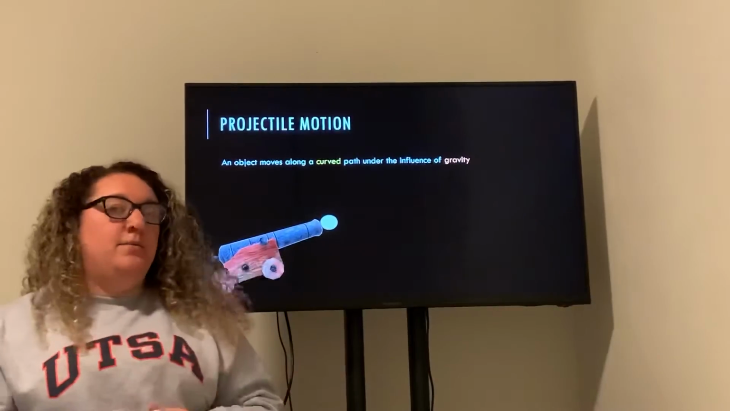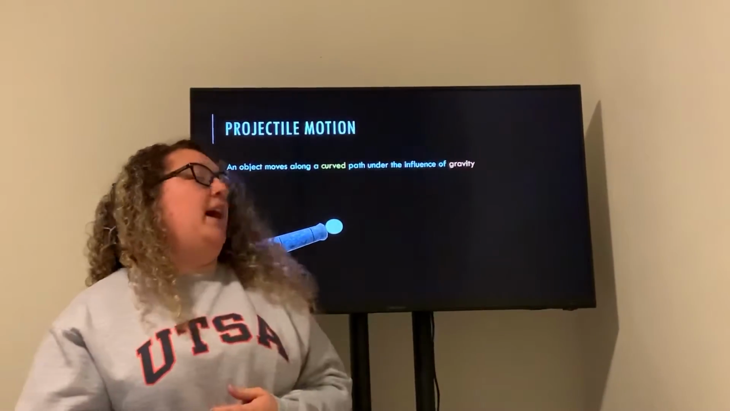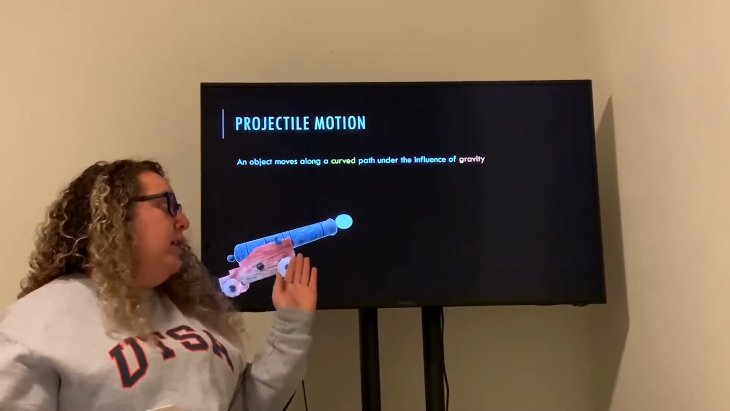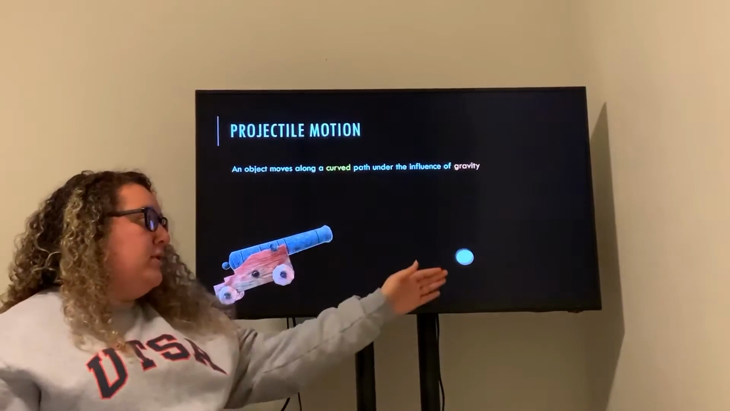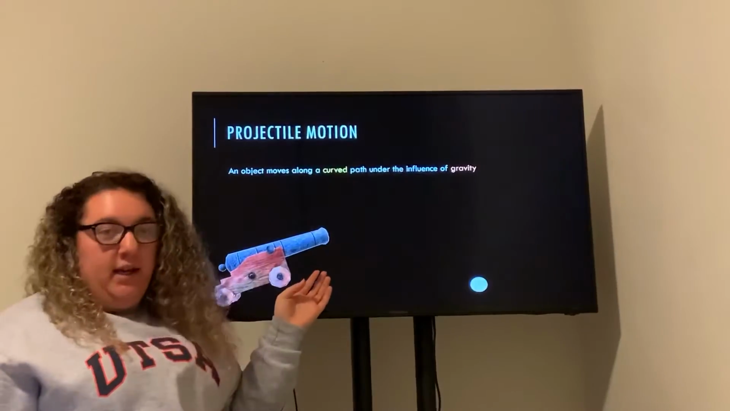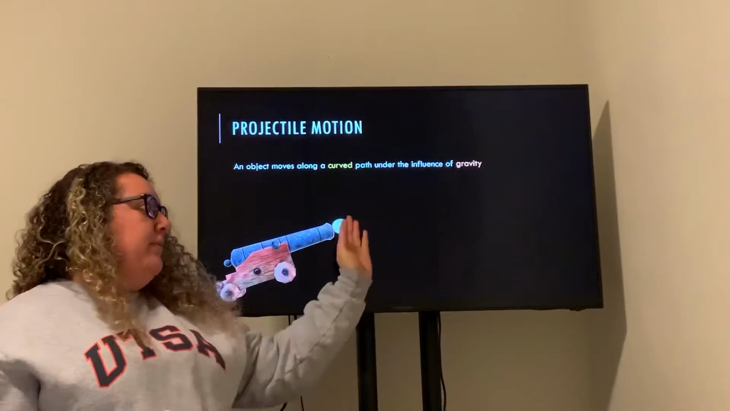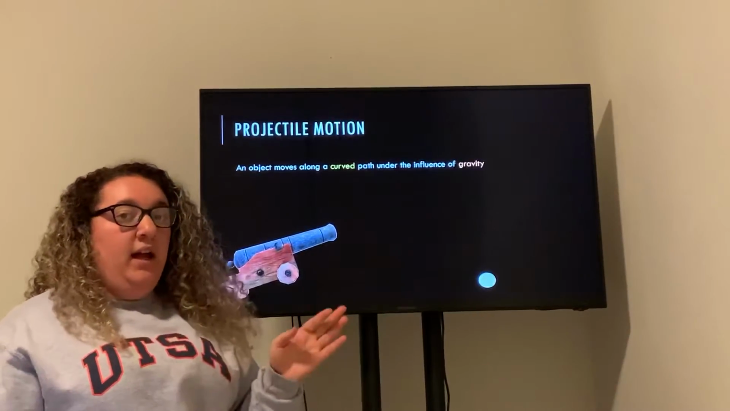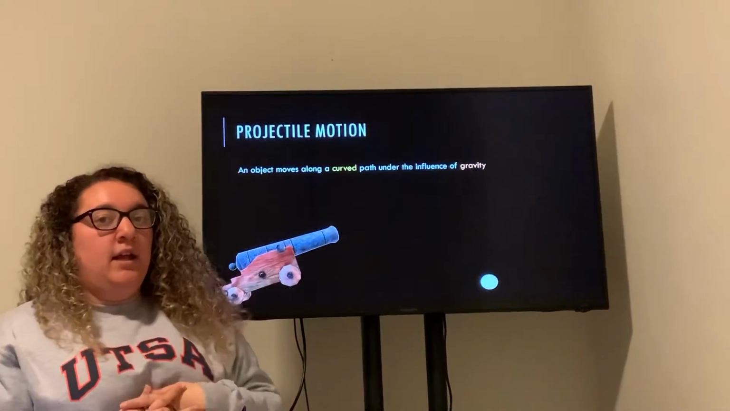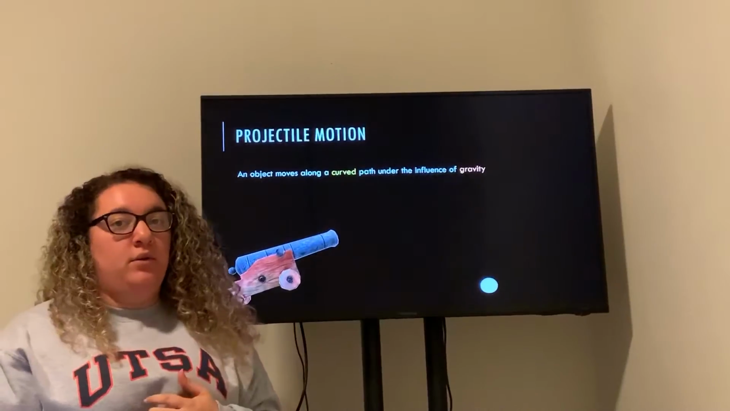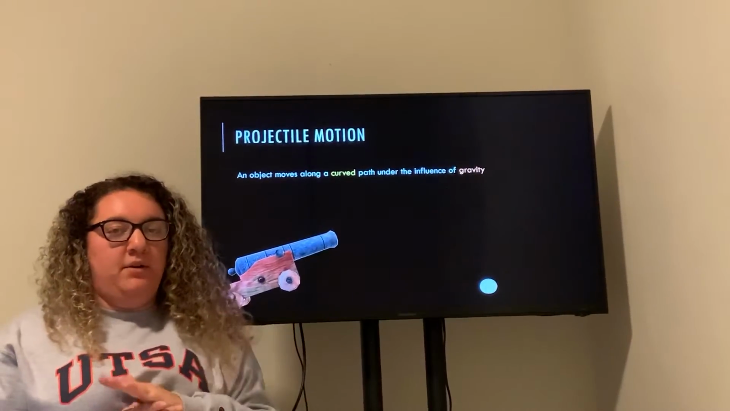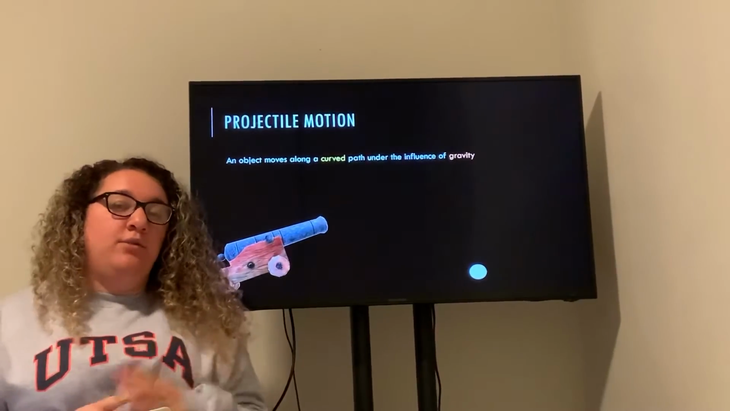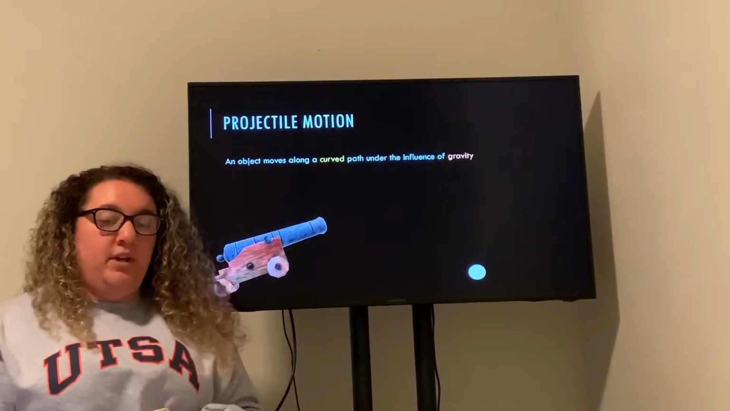Projectile motion is an object that moves along a curved path under the influence of gravity. So here we have a cannon and you will notice that the cannon ball shoots out. If we do it again, you'll notice that it makes a parabola whenever it shoots out. You'll also notice that it moves in the horizontal and vertical direction, which means that they are independent, they do not depend on each other, so they have their own equations.